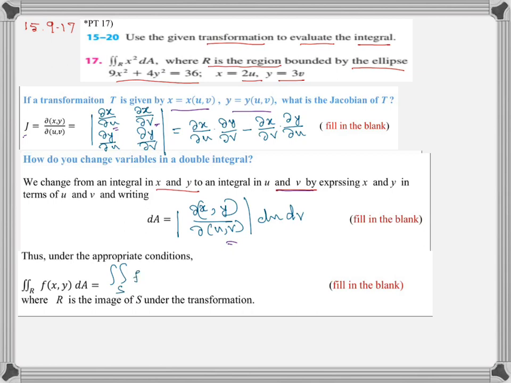Thus, the appropriate conditions are that the double integral over R of f of x, y dA would be equal to the double integral over S, where S is the domain in the uv plane and R is the domain in the xy plane. So it is the double integral over S of f of x of u, v, y of u, v times the absolute value of the Jacobian, the absolute value of partial xy with respect to partial uv, times du times dv.